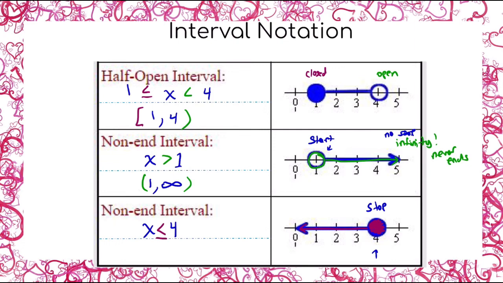Now for the interval notation, it's going to be infinity comma 4. And what do you think the parenthesis and bracket situation will be? Around infinity, it's always a parenthesis, and then the 4 has a closed circle, so then I get a bracket.